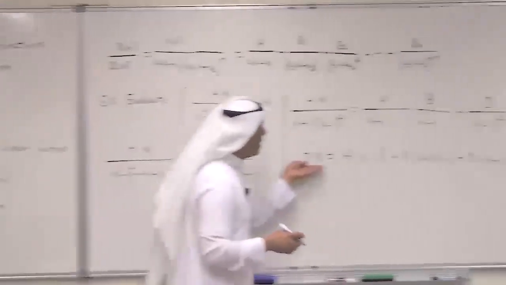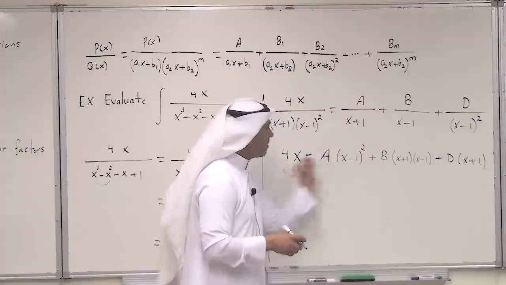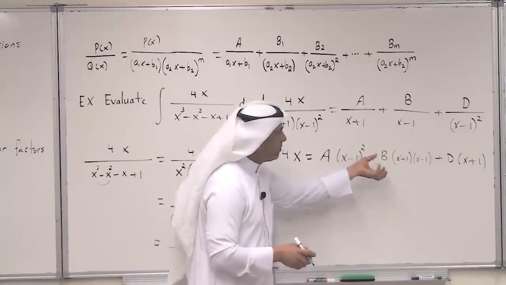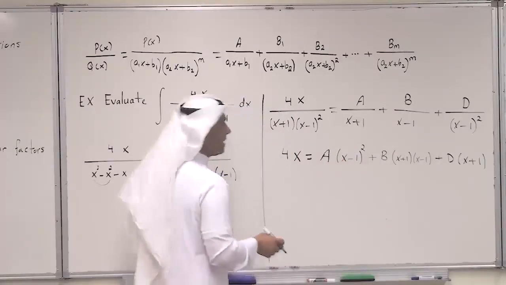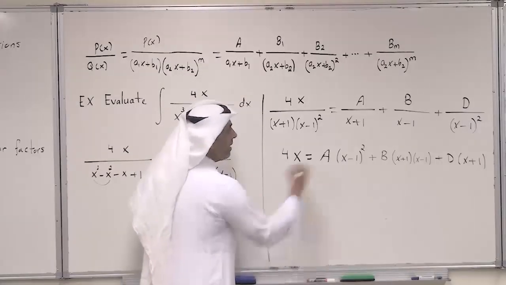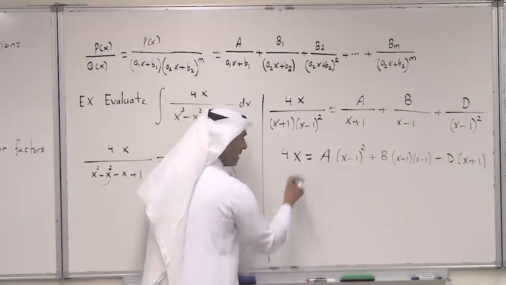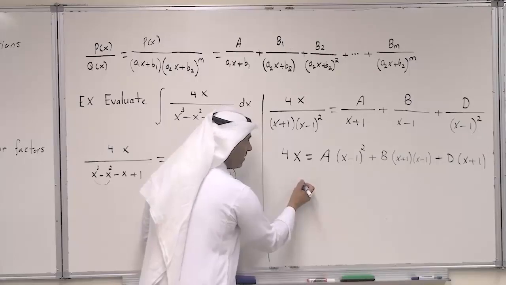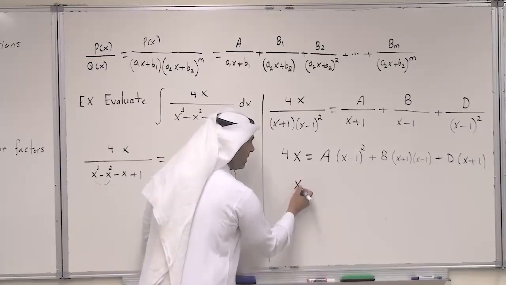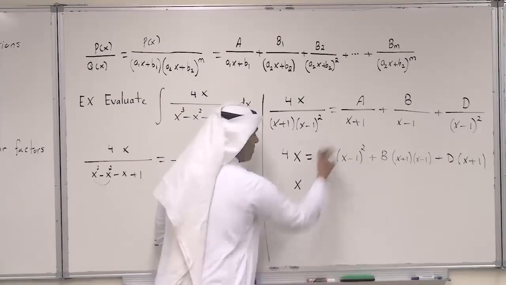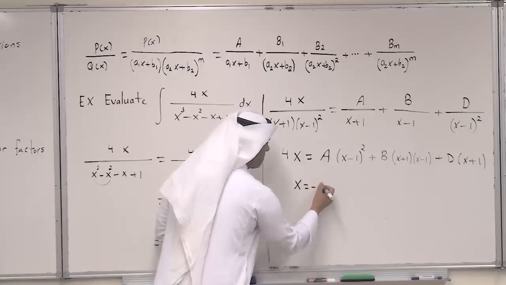So we have a polynomial here, and we have a polynomial here. Either we compare the coefficients, or we substitute points, then we get the parameters a, b, and d. For me, I will choose to substitute points in this case. I will choose first x equal to minus 1.